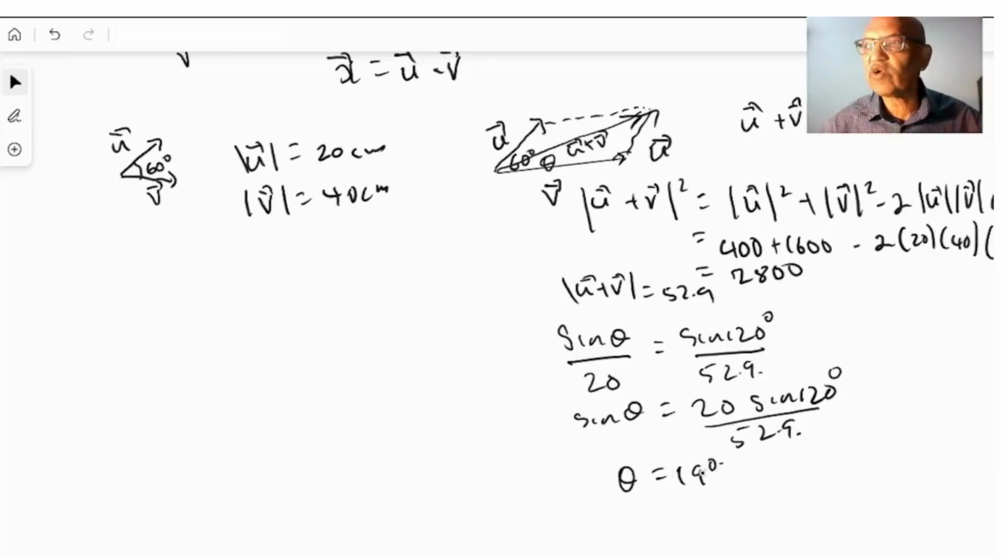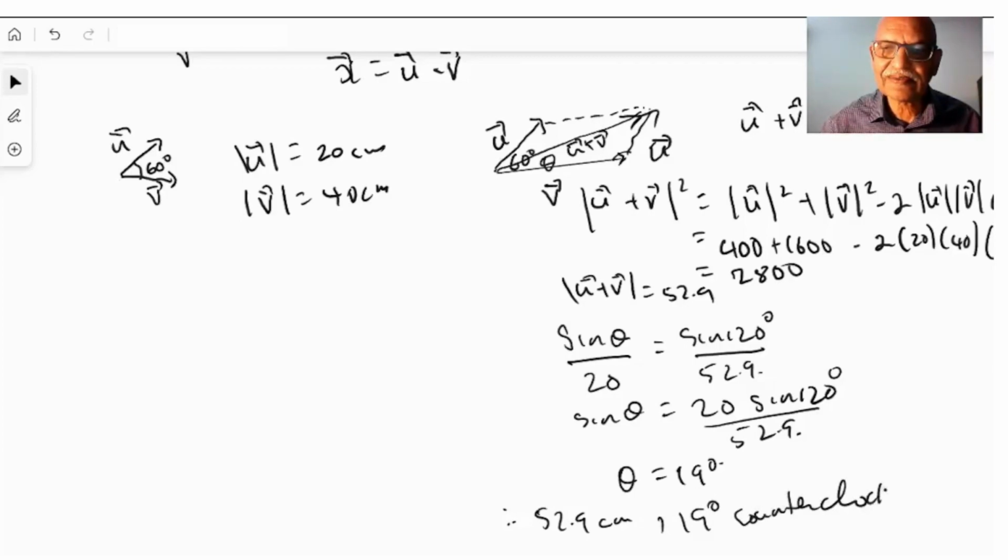So the direction of this will be, the magnitude is 52.9, so my final answer will be 52.9 centimeters, 19 degrees counterclockwise from vector v. From v counterclockwise, if I go this way, I get 19 degrees.